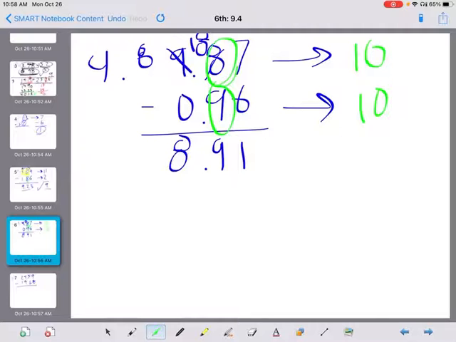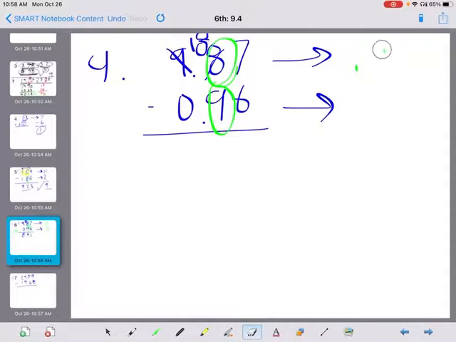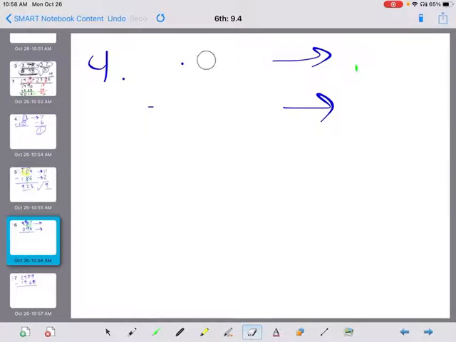Hopefully you did. What I did wrong was that this said I needed to subtract and I was supposed to add. So good job to you if you figured it out. I've got to erase my work here. So I've got 9.87 minus 0.96.